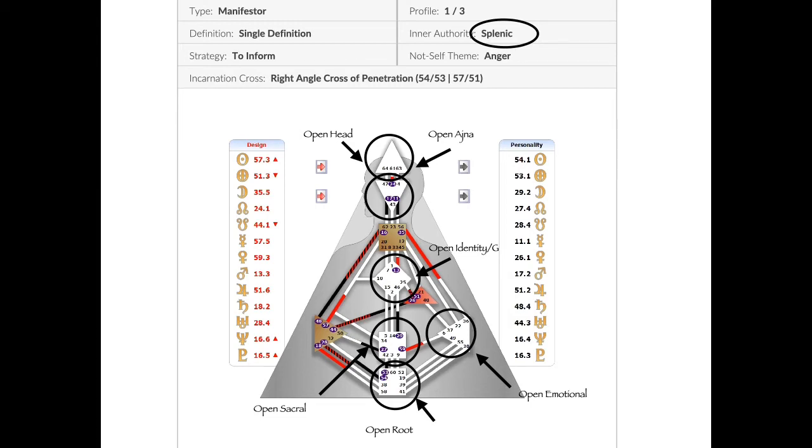So that would have been an imprint that came early on in his life, and that would have been an influence that would have not, because he didn't have a fixed identity, but it certainly would have imprinted him with this concept of being loved and feeling loved. He also had an open sacral, which we know makes him a manifester.